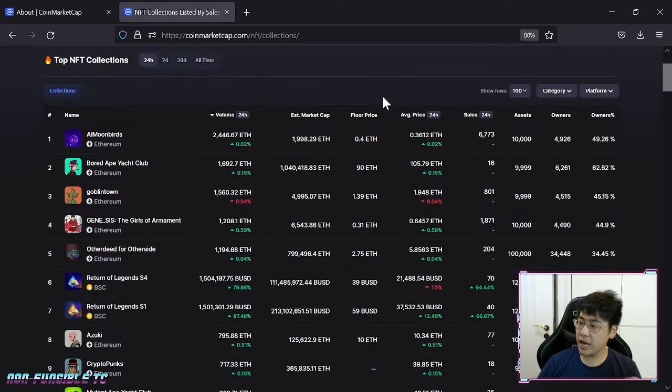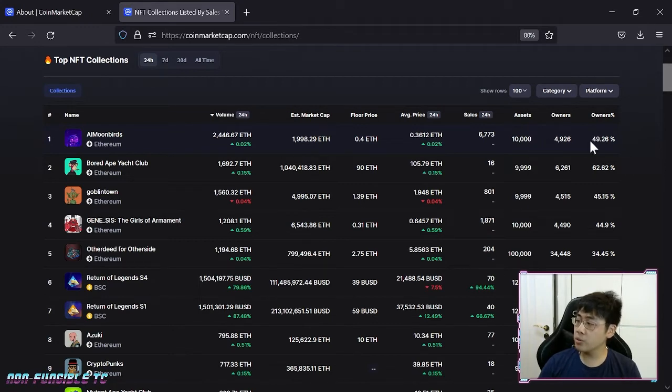So just to let you know more about the terminology, trading volume is how much money is being used to trade in the last 24 hours. Estimated market cap is how much money is tied in that collection. Floor price is the lowest selling NFT price right now. And the average price is how much people are spending on average in the last 24 hours to buy this NFT. Sales is the number of NFTs being traded. The asset is how many total supply there is for this specific NFT.